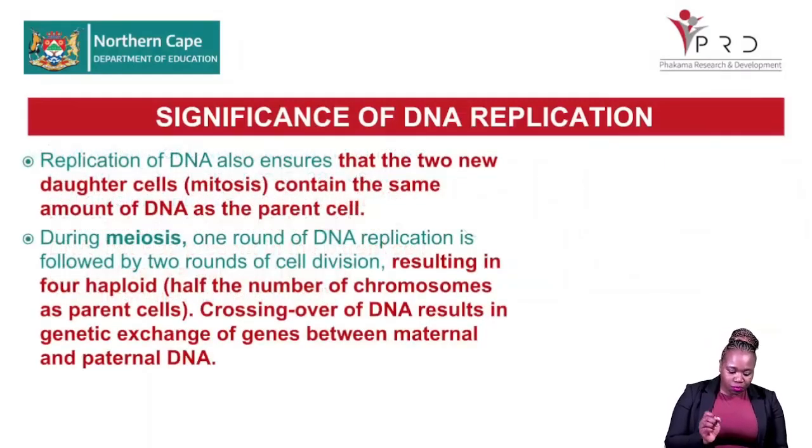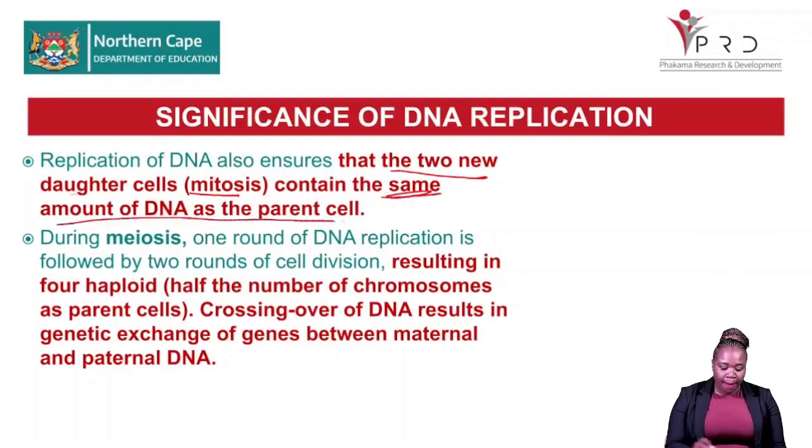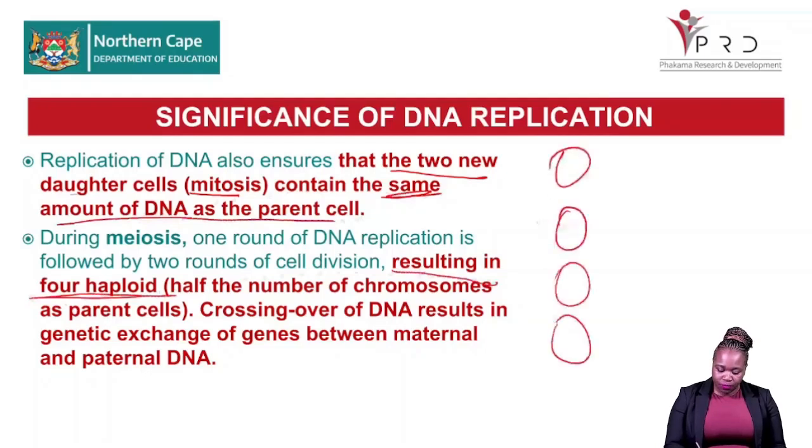Okay, so it also ensures that the two new cells at the end of mitosis contain the same amount of DNA as each other and as the parents. Now, during meiosis, we have DNA replication during interphase, and then we have meiosis 1 and meiosis 2. Unlike in mitosis, here we have 2 rounds of the cell division, which is the meiosis, and we have 4 haploid cells like this. From one cell, we're going to have 4 haploid cells.